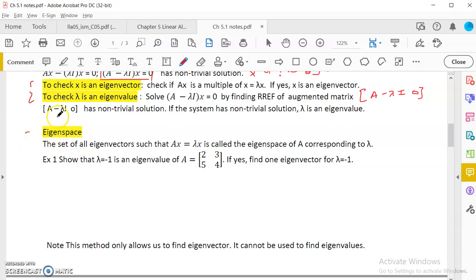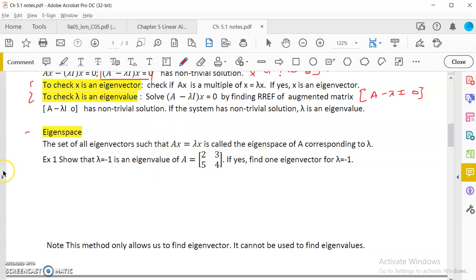Another term is called eigenspace. So what is an eigenspace? The set of all eigenvectors that satisfy Ax equal to lambda x is called the eigenspace of A corresponding to lambda. So if I have a lambda and I solve this equation, A minus lambda I x equal to 0, it must have non-trivial solutions. Those non-trivial solutions are eigenvectors. If I group them all together, there are lots of them. It becomes a subspace, and we call it an eigenspace. You can see that it is a subspace because it is a span of some basis.